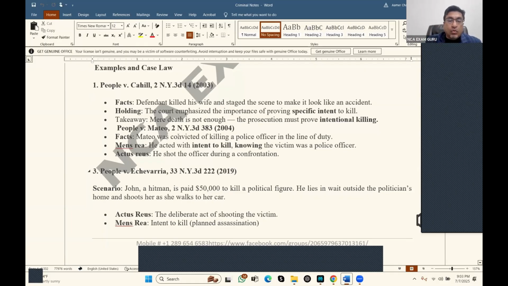Matteo was convicted of killing a police officer in the line of duty. So this is first degree murder, third point. You will get marks for this. Mens rea: he acted with intent to kill, knowing the victim was a police officer. First degree murder has 3 branches.